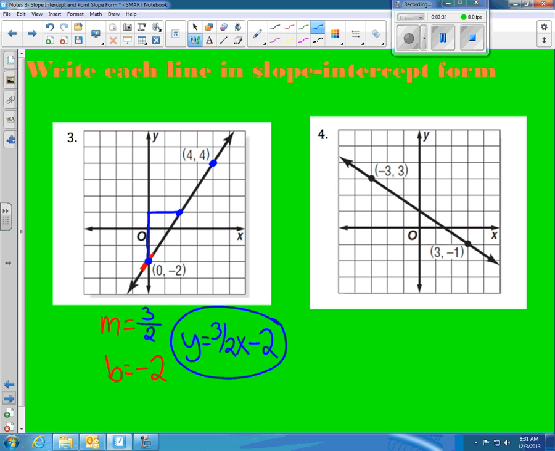All right, I'm going to leave number 4 for you guys to try out writing the equation for that one. So again, start off with finding your slope and your y-intercept. Y-intercept is usually a little bit easier to begin with.